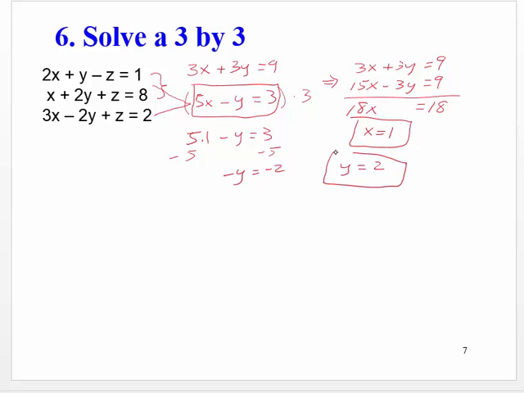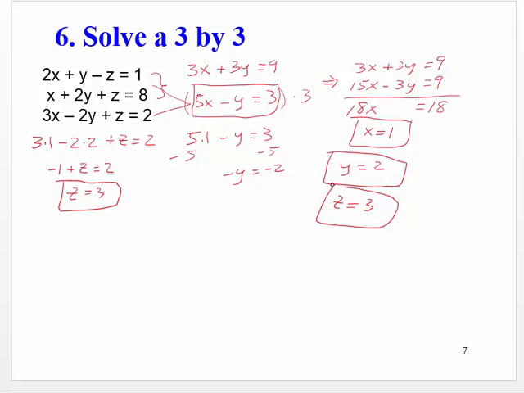But we also have to solve for z. So we take any of these equations and plug these numbers in. We'll just use this one since it's right here. 3 times 1 minus 2 times 2 plus z is equal to 2. That's 3 minus 4. That's minus 1 plus z is equal to 2. So add 1, z is equal to 3. And there's our solution right here. So we solve for x, y, and z.